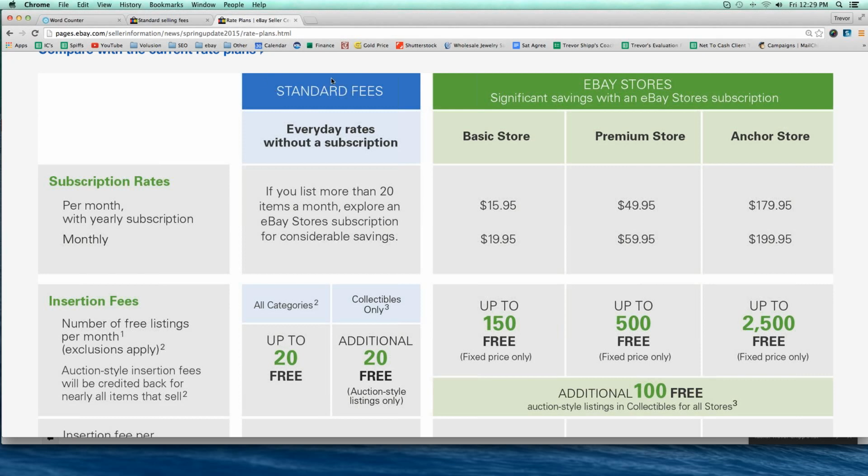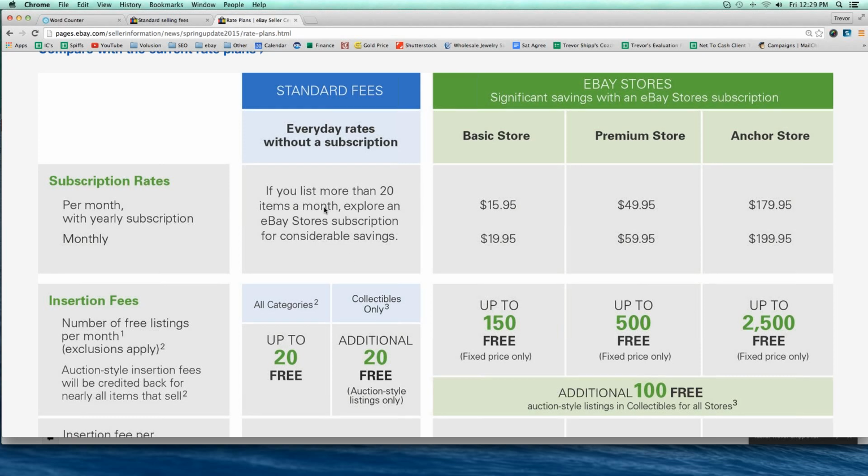So if you don't have what's called an eBay store, you would fall under this column right here, standard fees, okay? And then if you do have an eBay store, right over here, your options and your fees are just slightly different, okay?